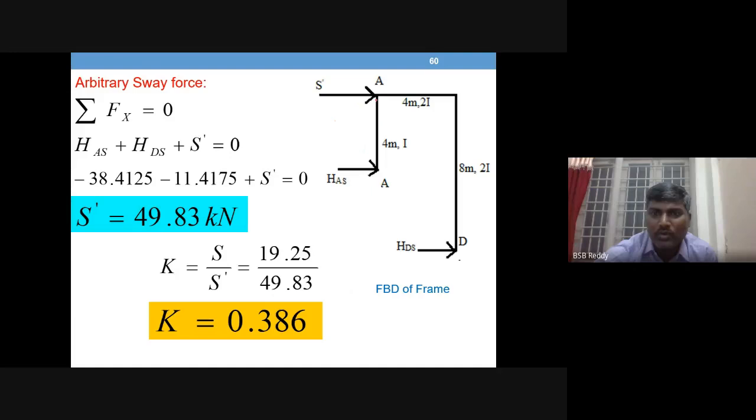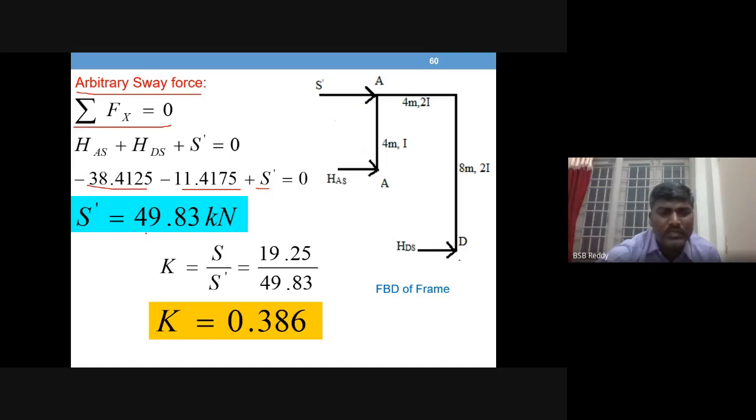As you see, no loads are being taken. So HAS value, HDS value, and S dash value. Okay, so this is the arbitrary sway force calculation. Sigma Fx equals 0 shall be used here. So substitute the values of HAS, HDS and S dash, that is equal to 0, right, for equilibrium.